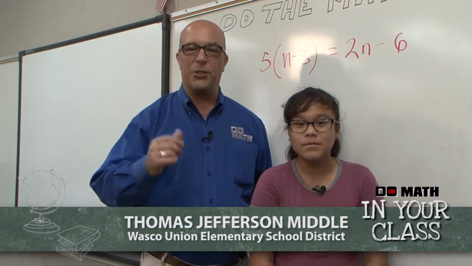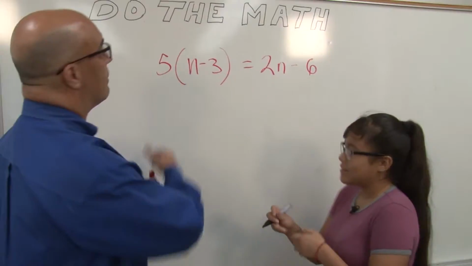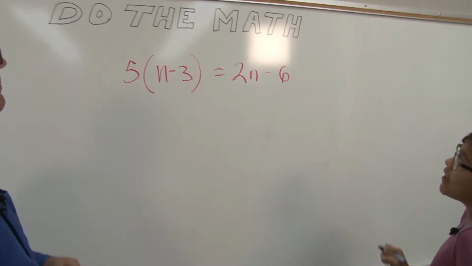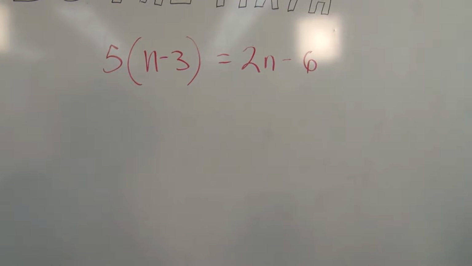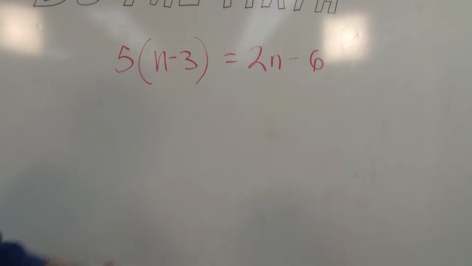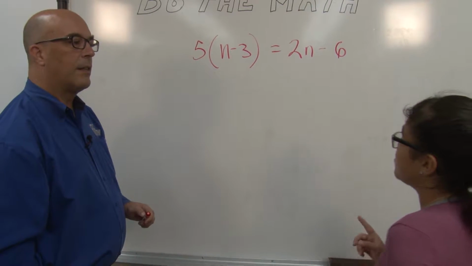Today we're at Jefferson Middle School, and I've got Melissa with me. How are you? You ready to go? Yeah. All right. Read for us what we have. 5 parentheses n minus 3 parentheses equals 2n minus 6. And if we have parentheses, what does that mean? If we have parentheses, we have to do those first. Okay. So how do you want to start with this?